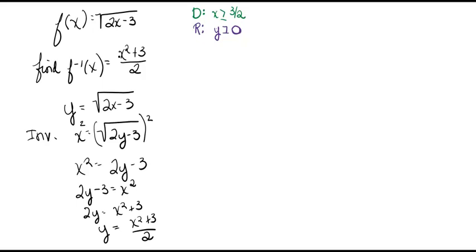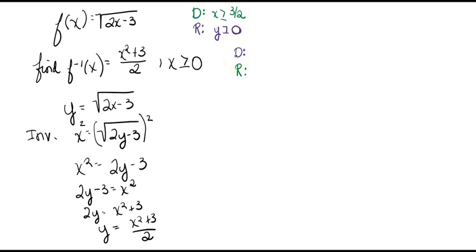But it looks like the domain of this would be all real numbers and so would the range, but it can't be. My domain of this inverse function is limited by the range of the other function. So I have to define it. I have to say it's x squared plus 3 over 2 when x is greater than or equal to 0. I have to do that because my range is not all real numbers. I have to limit my domain.